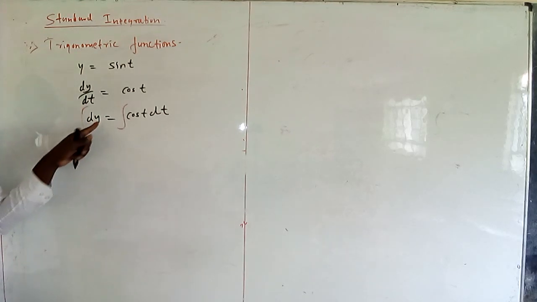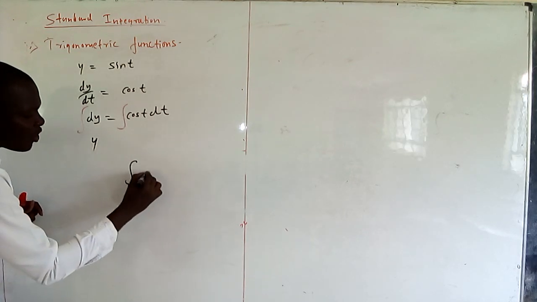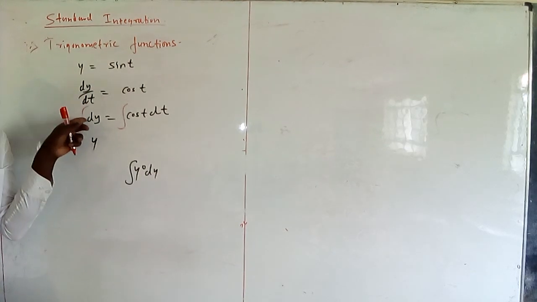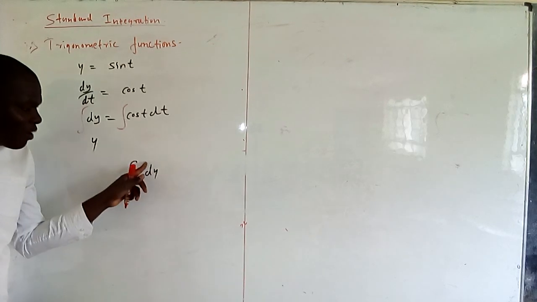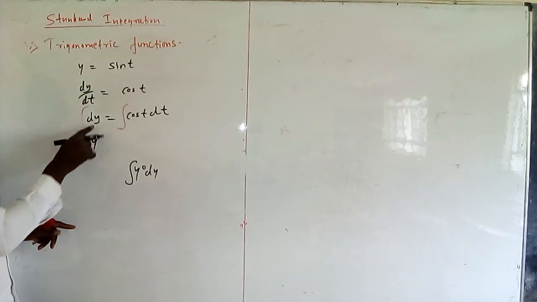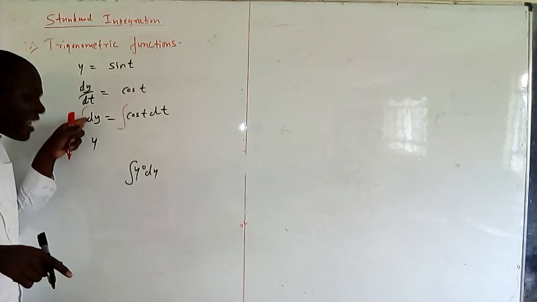So if you integrate dy, what do you get? You get y. Why are you getting y? Because remember, the integral of dy is the integral of y raised to 0 dy. That is why here is 1, because anything raised to 0 is 1, isn't it? So you simply add 1 to the power and divide by the new power, meaning integrating dy, you simply remain with y. That is why it's silent here.